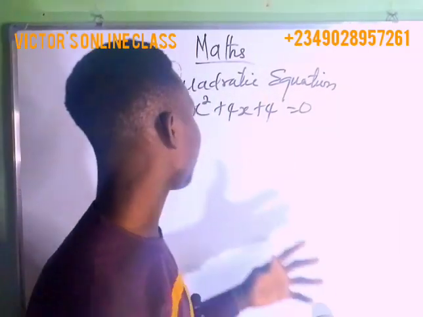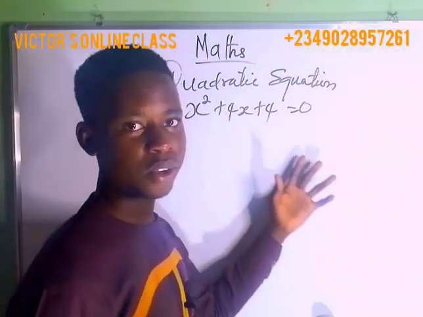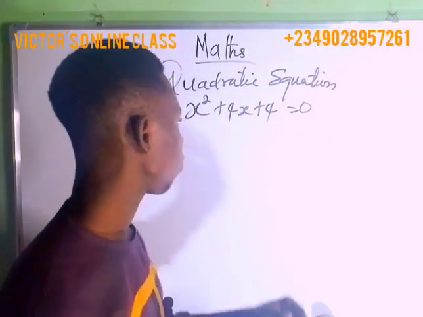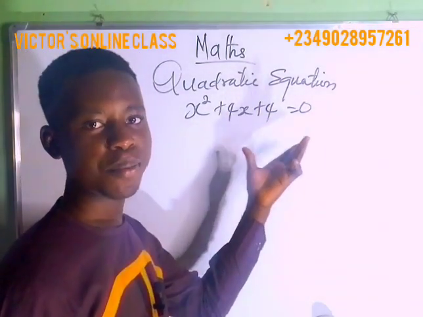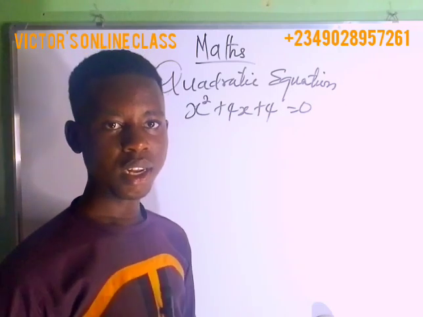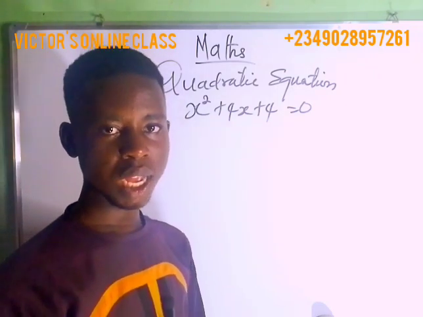Hi fans. Today we have a quadratic equation on the board to solve, which is x squared plus 4x plus 4 equal to 0. In this video I'm going to show you the easiest way to solve this question.